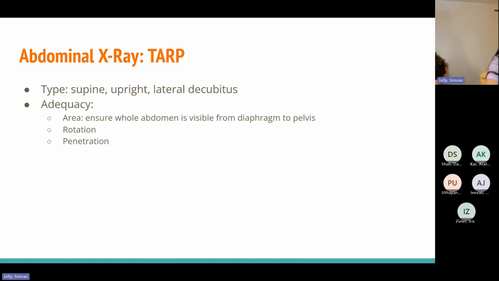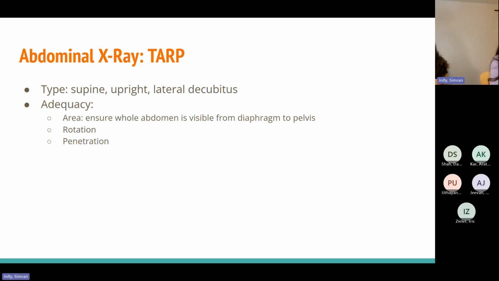And then moving on, A is for the area. So that's just ensuring that the whole abdomen can be seen. So from the diaphragm right down to the pelvis, and that neither side is being cut off, so you can see the whole view.